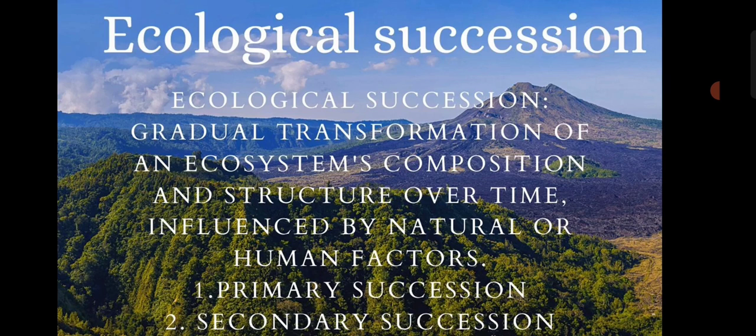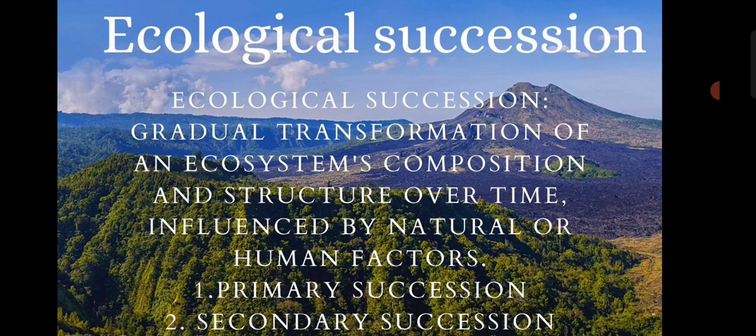So at first I will be talking about the primary succession. So the primary succession occurs in areas where there was previously no vegetation or life, like newly formed volcanic islands or areas covered in lava flows. So the first organisms to colonize this area are typically lichens, mosses and other small plants that can survive in harsh conditions.